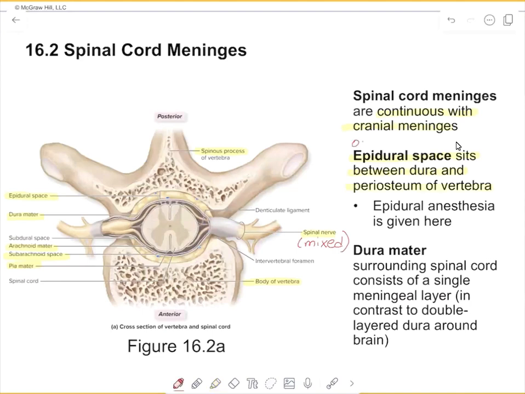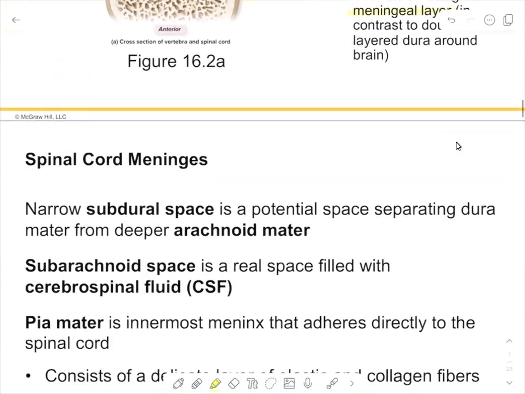Remember that the prefix epi means on top of, just like the epigastric region that you learned about early on in the semester sits on top of the stomach. So epidural anesthesia are given into the epidural space. And the dura mater is going to surround the spinal cord. It consists of a single meningeal layer, which is different than in the brain. Remember, in the brain, it was a double layer membrane.